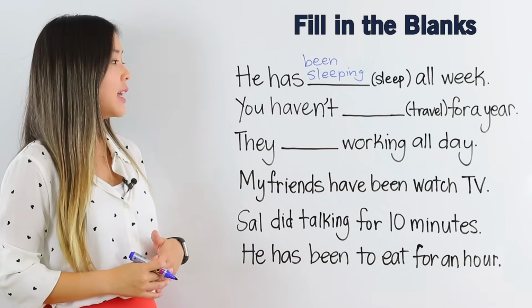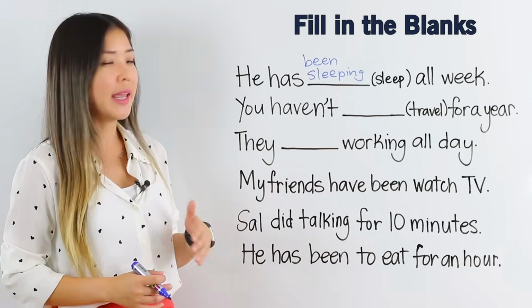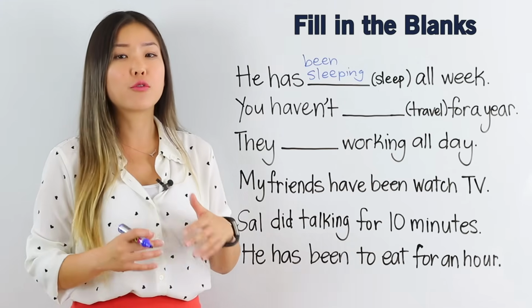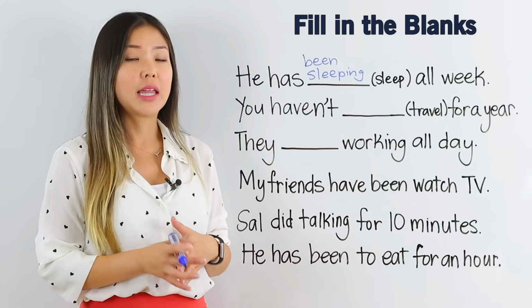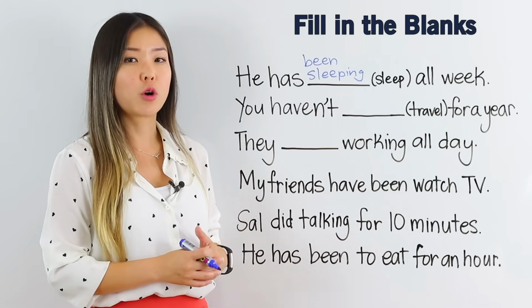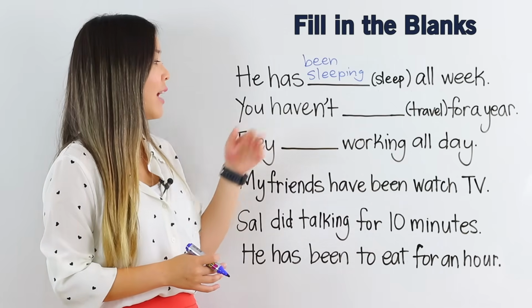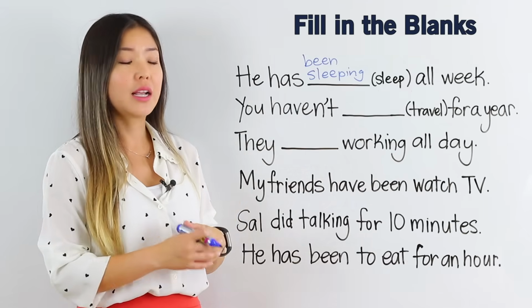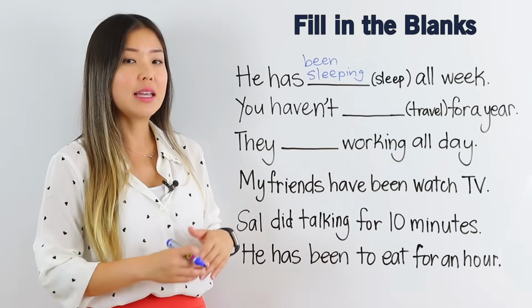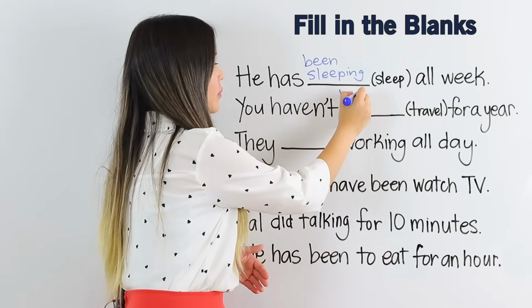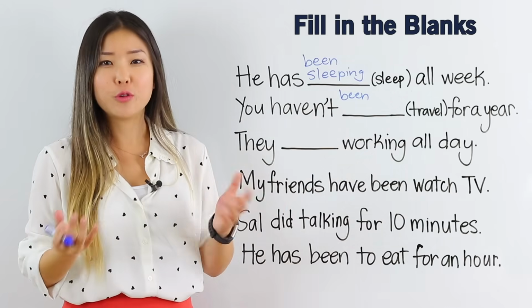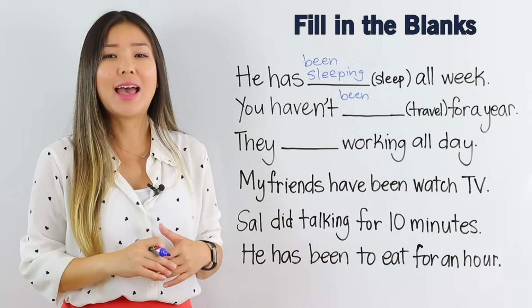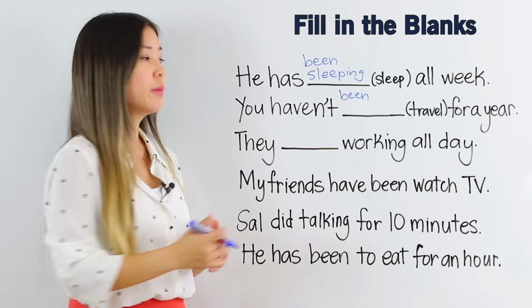The next sentence says, you haven't blank for a year, and the verb is travel. Now, this is the negative form, so you see the contraction haven't. You have not, or you haven't. Again, what we do after that is add been. Then, do you remember what to do? Add ing to the verb.